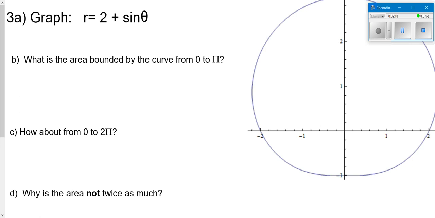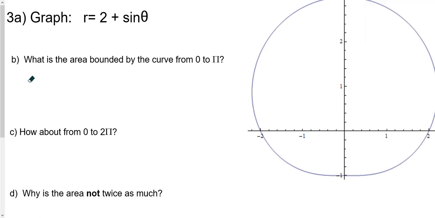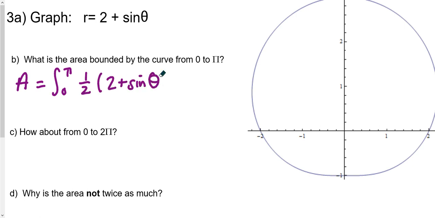Okay, the level of this question is pretty similar to the previous one. Again, it does tell us our bounds this time, so we're just going to set that up according to the bounds as they told us. So 0 to pi, and then I want 1/2 r squared d theta. Okay, I'm going to multiply this out.